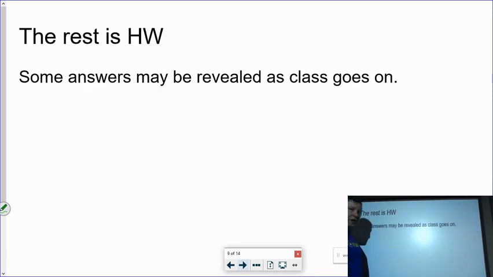So moles are kind of weird as far as putting them into a mathematical problem, but if you treat them like any other variable, everything should work out just fine. The rest of this is homework.